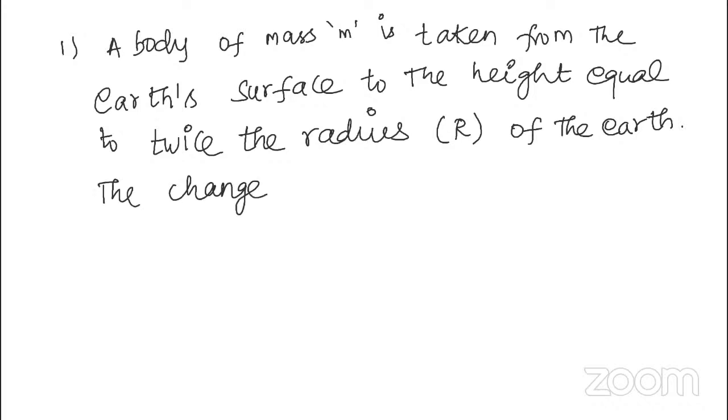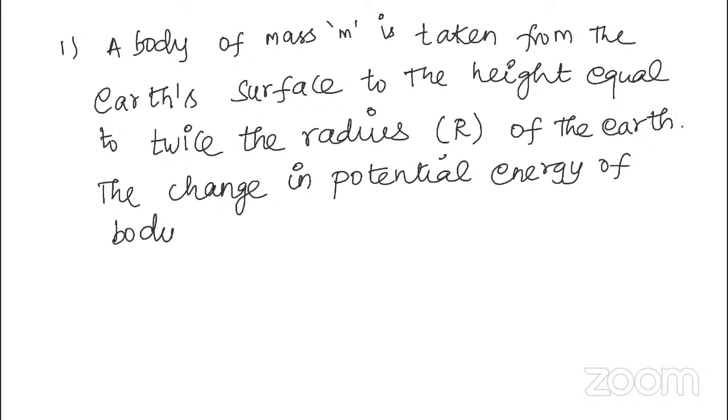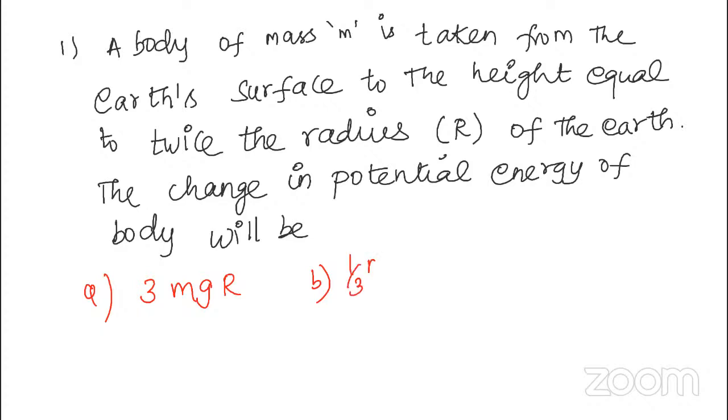The change in potential energy of the body will be. So the options are: A, 3 mg R; B, 1 by 3 mg R; C, mg R; and D, 2 by 3 mg R.